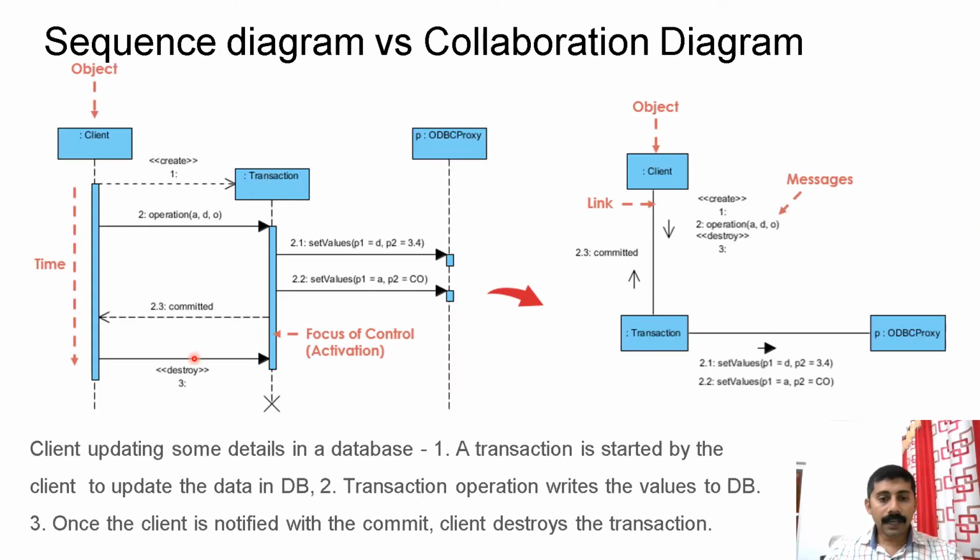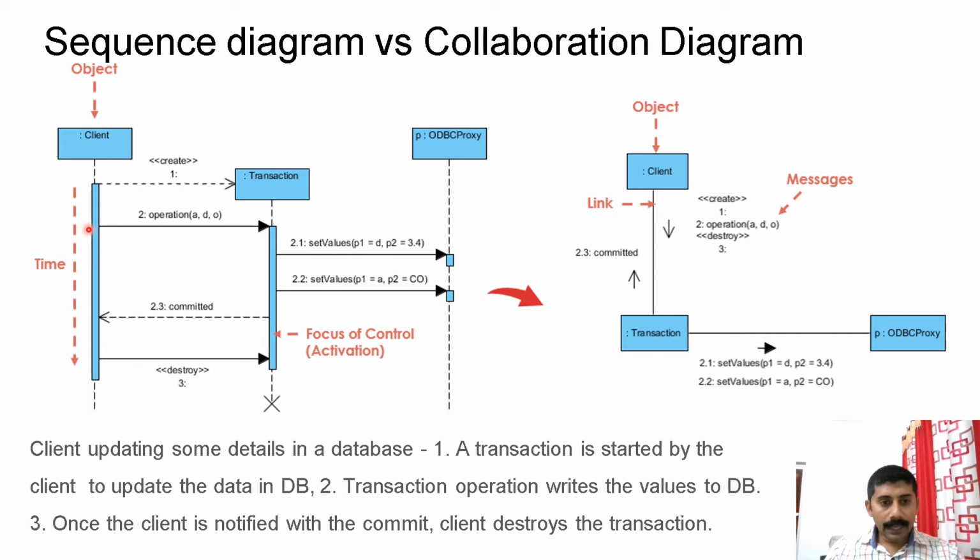Let us have a comparison between sequence diagram and collaboration diagram. Here, the problem represented in this sequence diagram is nothing but a client updating some details in a database. So here you can see this lifeline is sending a create message. Then the target lifeline or transaction lifeline is getting created.